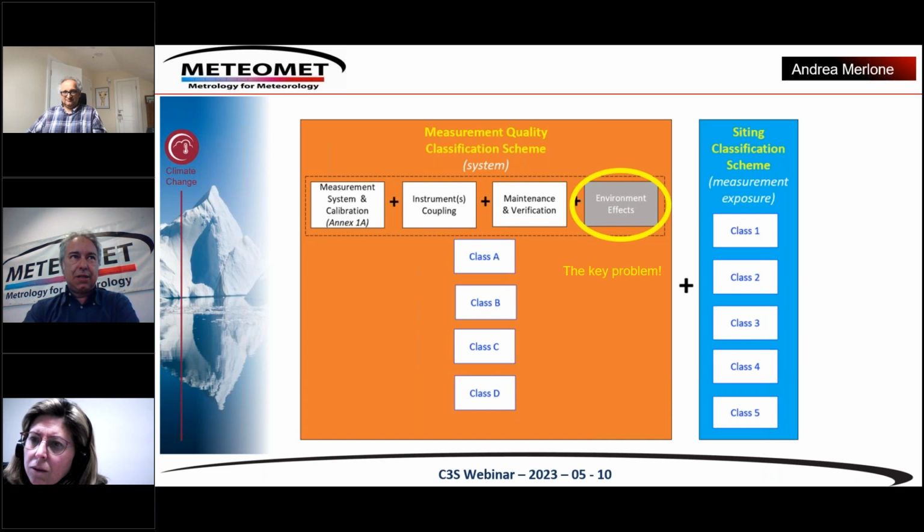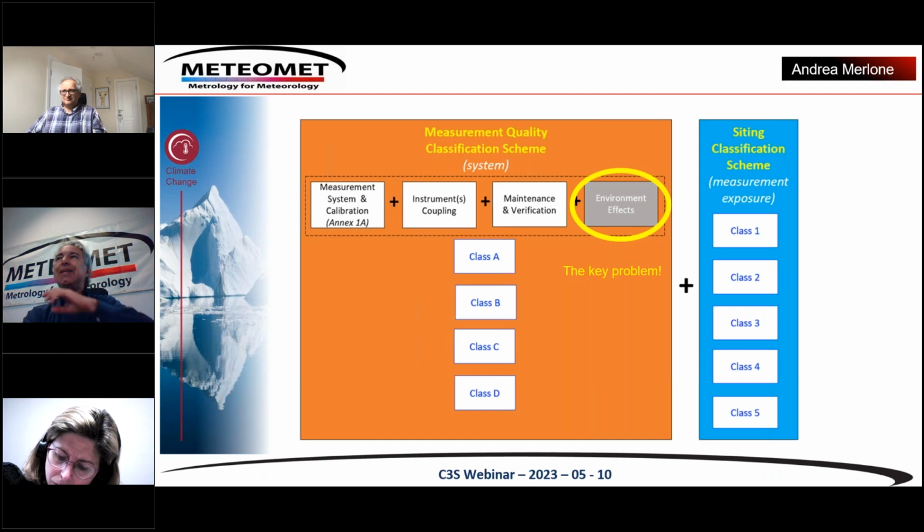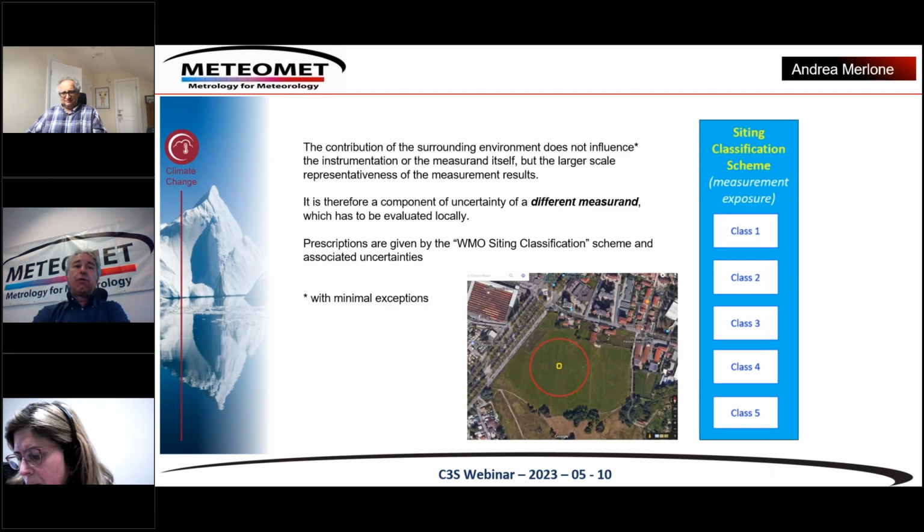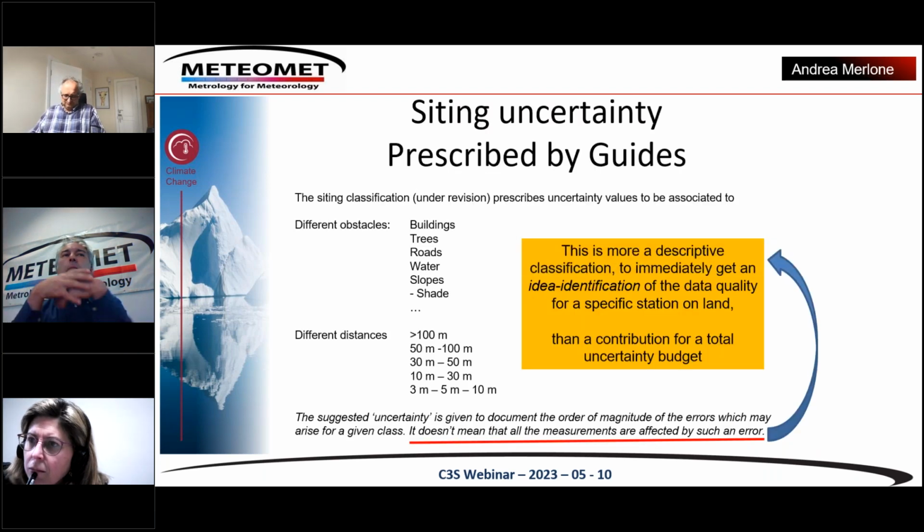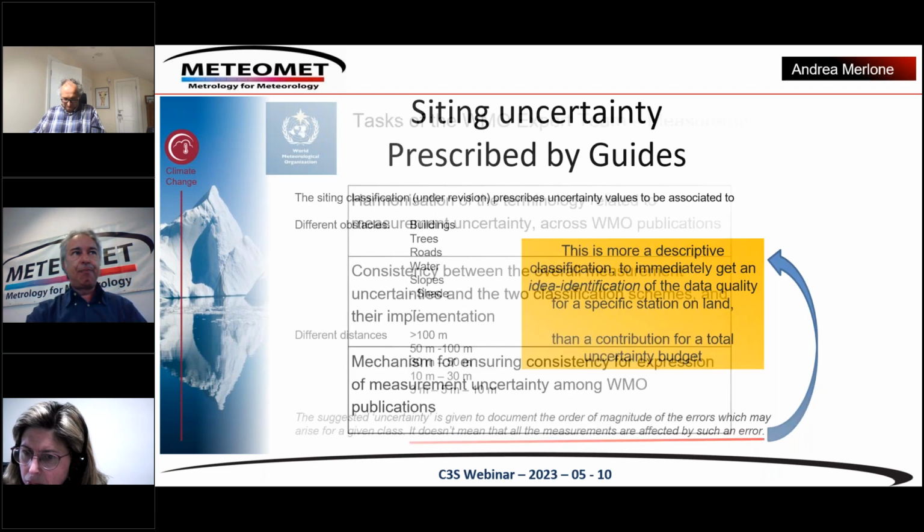But the real bad beast is the environmental effects. How can we evaluate all the many environmental effects which we cannot mimic, we cannot recreate in the laboratory when we calibrate the sensors? And also there is still the question of site classification, how a place interacts with the measurement result. But in my experience, this is more a descriptive classification that deals with the representativeness of the measure and not exactly an effect on the sensor or on the data measured by that instrument.